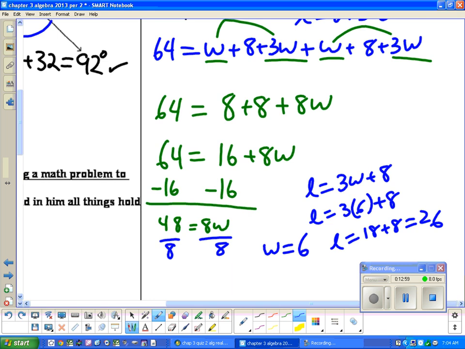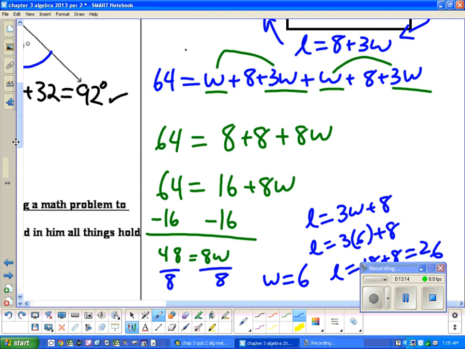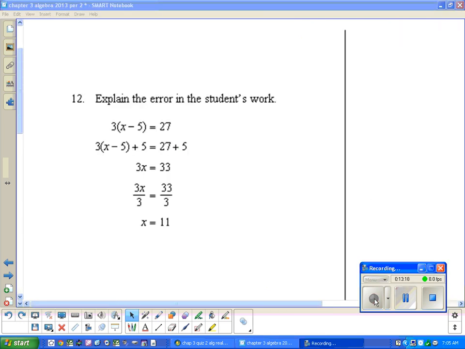And then you would have to write your answer out, which again I'll let you do, if you need to write a complete sentence on what L and W are. Actually, I think they're just asking for W. No, they're asking for the dimensions, so you need to write L and W out. And you can go back and check your work up here by putting your W in.